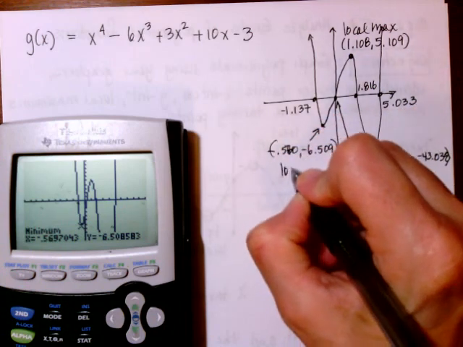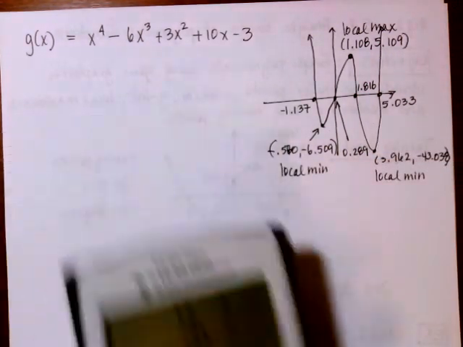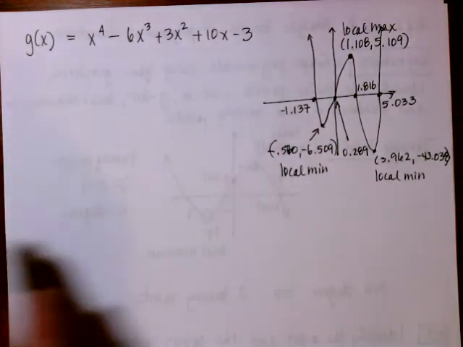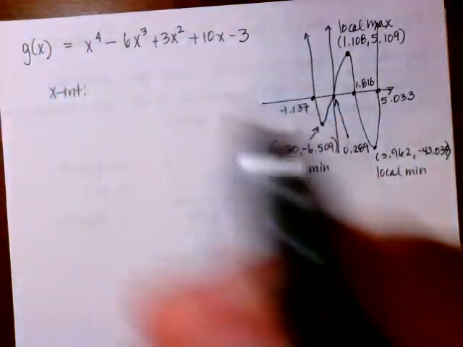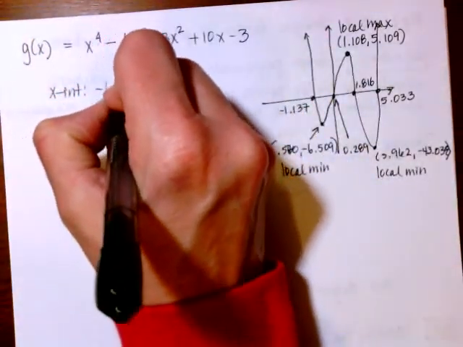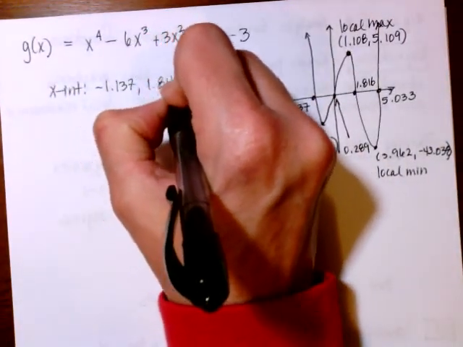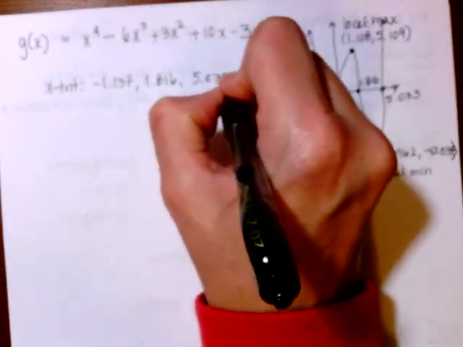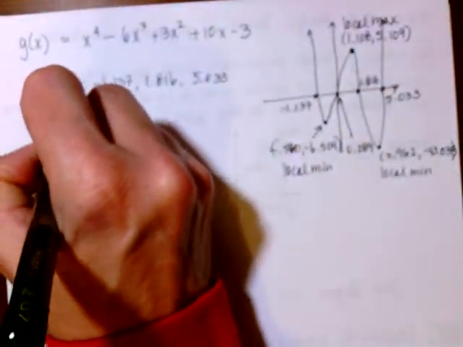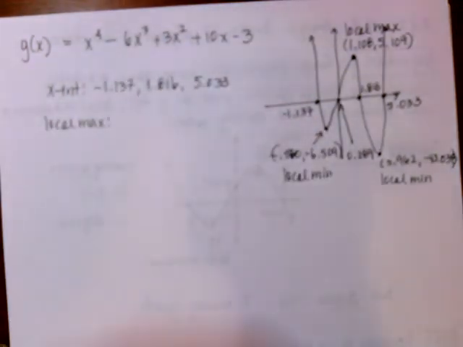And this point is a local minimum. Again, it's always a good idea to label your points. So I'm just going to list them. My x-intercepts are negative 1.137, then we had one at 1.816, and we had one at 5.033. I'm going to list my maximums first just because that's the word that happened to pop into my mind.